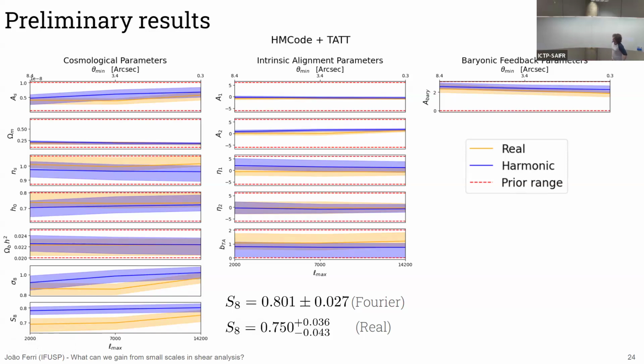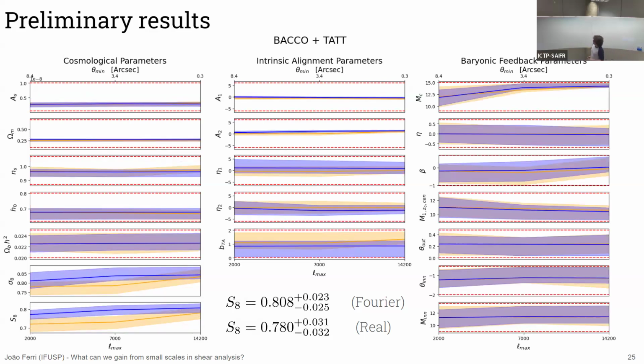So these are the results for the HM code modeling. Now, if you use Baco, something interesting happens. Even for the case of real space, the value for S8 goes up. So this is something nice, and it starts to get a little bit more consistent between each other. One nice thing is that, different from the HM code case, all the cosmological parameters seem pretty consistent along all scale cuts, except maybe for sigma 8 and S8.